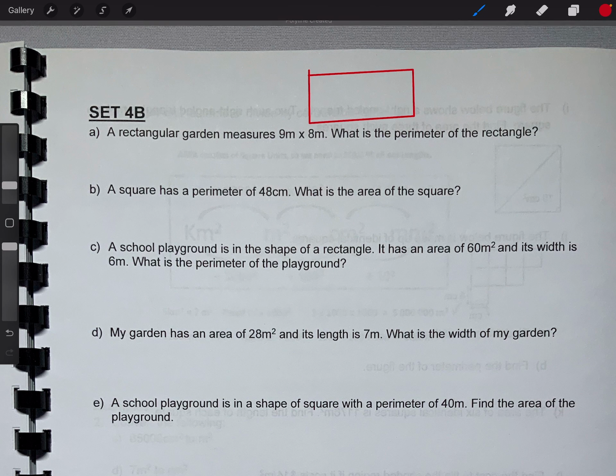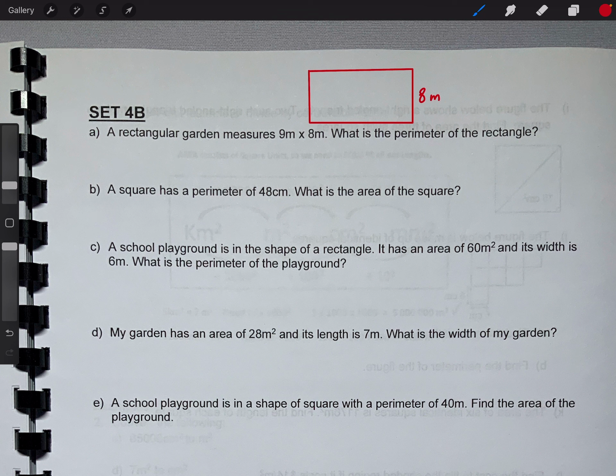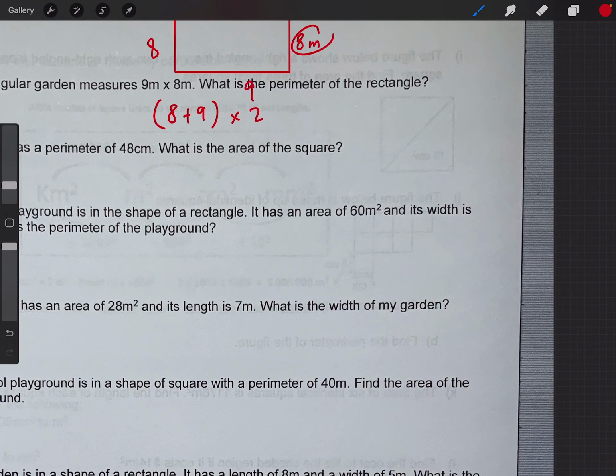You have a regular rectangle. Alright. And you have it by 8 meters, so let's imagine that's 8 meters and that's 9 meters. Not drawn to scale, obviously. What's the perimeter? All you gotta do is do 8 plus 9, and then we double it, because this is 8 and 9, this is also 8 and 9. So we have two lots of 8 plus 9. 8 plus 9 is 17. 17 times 2 is 34 meters, and that's done.